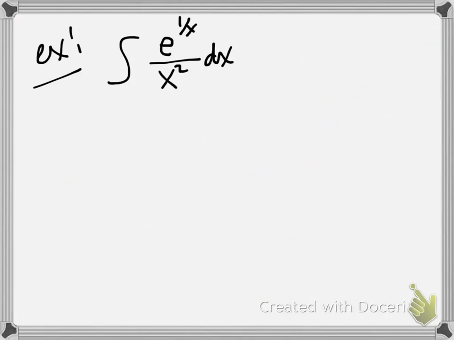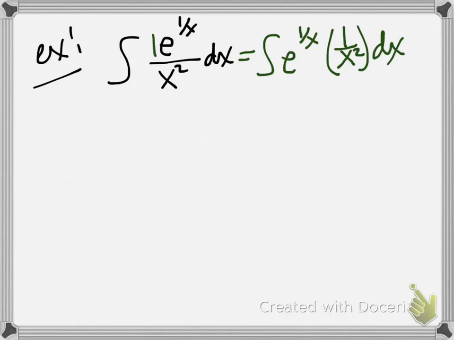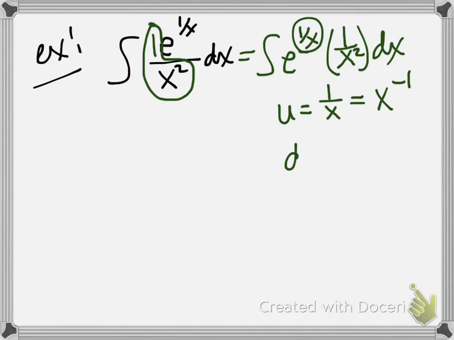Alright, for this problem especially, well, let's rewrite it. So we have e to the 1 over x power times 1 over x squared dx. I just took the 1 that would be the coefficient for e and took this whole part and just moved it to the side. So if you look for your u, it is going to be the exponent, so that's 1 over x. Remember 1 over x is the same thing as x to the negative 1 power. So du would be negative x to the negative 2 power, which would be negative 1 over x squared dx.